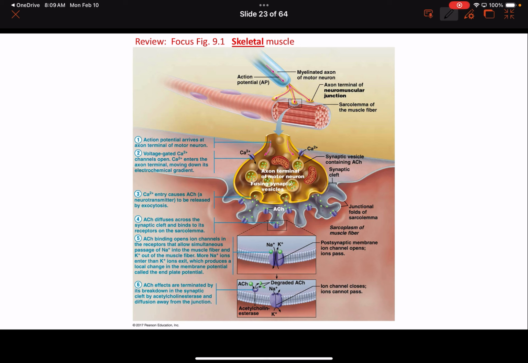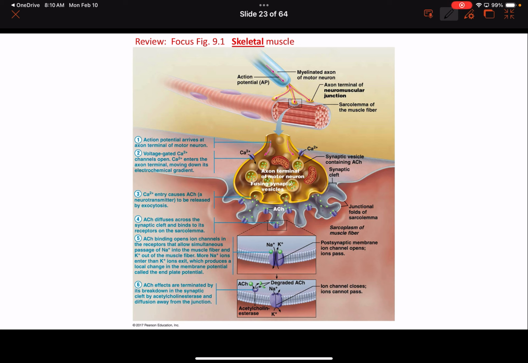But if you remember from B32, when an action potential arrives at a motor neuron, that positive 30 is going to cause voltage-gated calcium channels in the axon terminal to open. The calcium is going to come into the axon terminal. That influx of calcium is going to cause the vesicles with the acetylcholine to go to the membrane to be released by exocytosis. Once the acetylcholine is in the synaptic cleft, then it's going to diffuse over to ligand-gated channels.